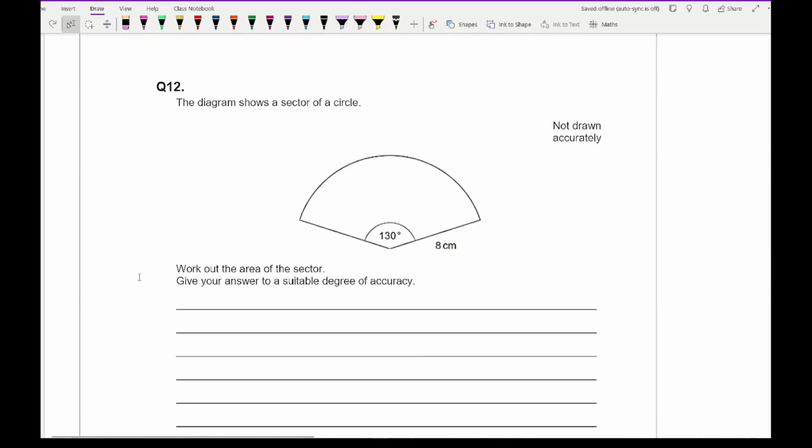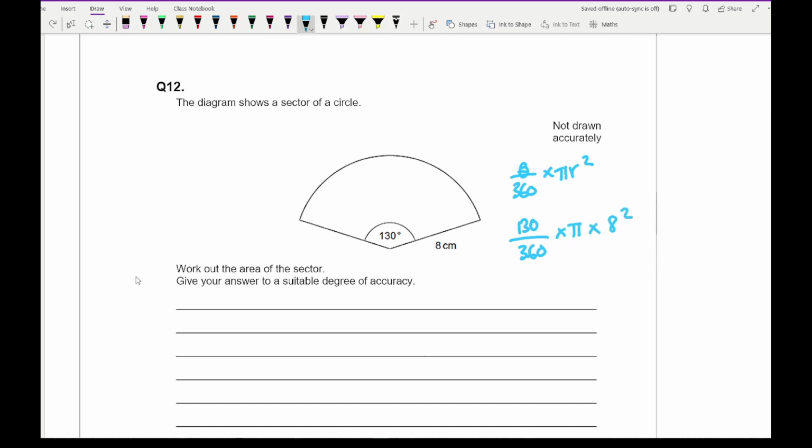Then moving on to question 12, it says the diagram shows a sector of a circle. Work out the area of the sector. Give your answers to a suitable degree of accuracy. So again, the formula I'm going to use is theta over 360 multiplied by pi r squared. So from this, I've got 130 over 360 multiplied by pi times 8 squared.